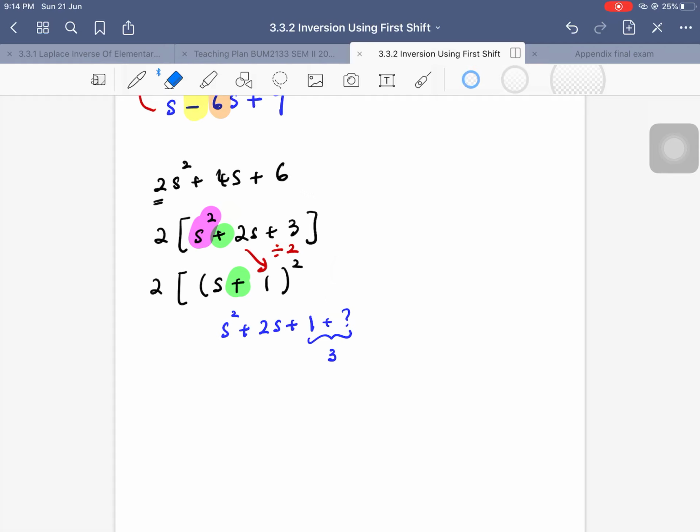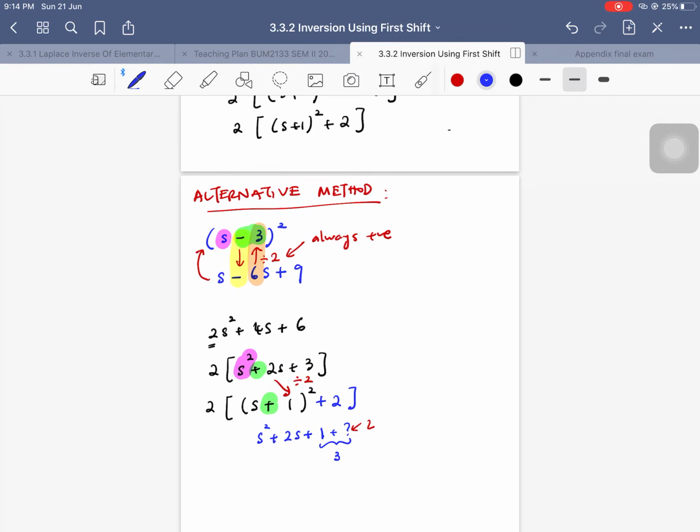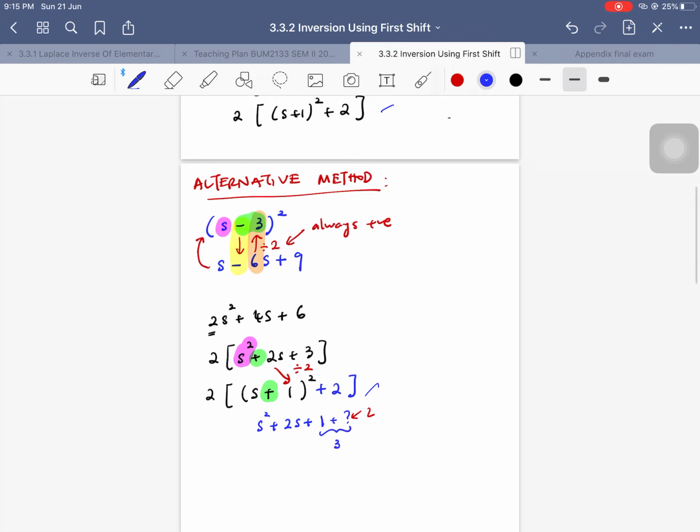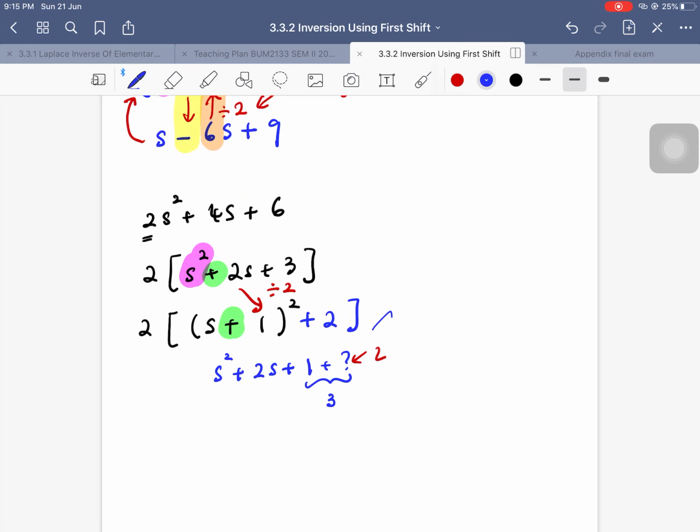How do I get 1 plus what number equals 3? I know this value is going to equal 2, so here I'm going to put a plus 2. And this is exactly what we had previously: 2 multiplied by (s plus 1) squared plus 2. So they are the same. Whether you're using the formula or using this method, they're going to give you exactly the same outcome.